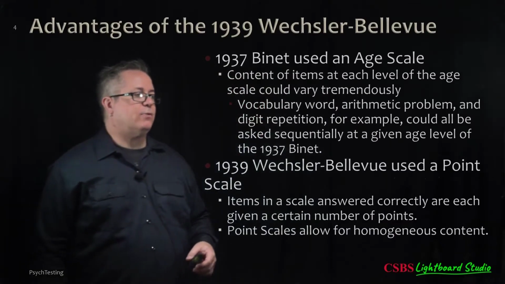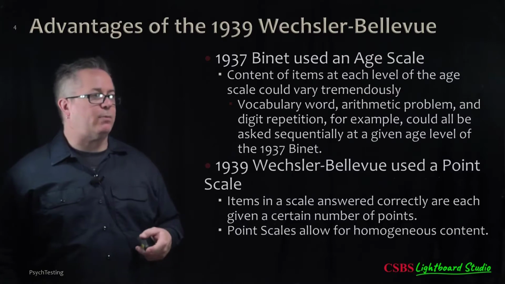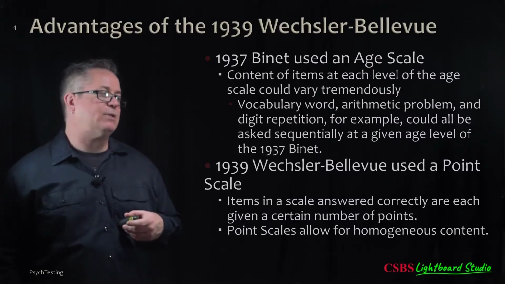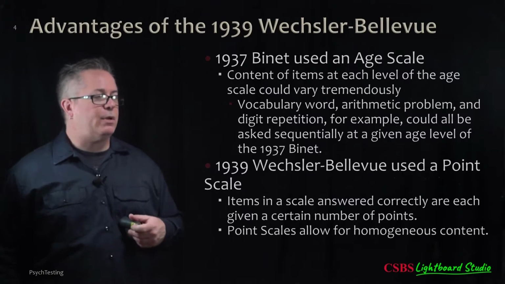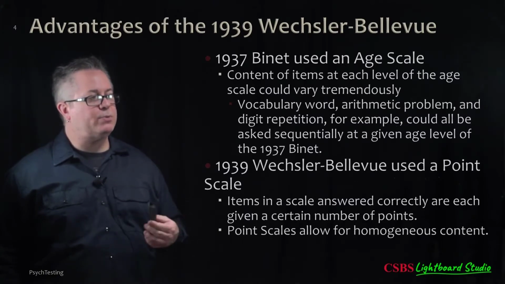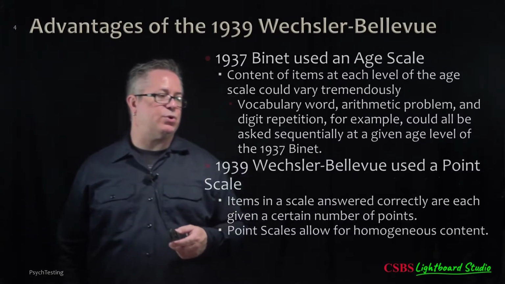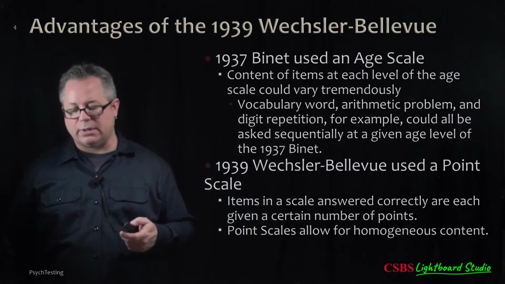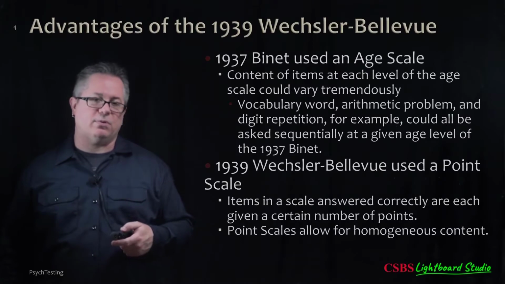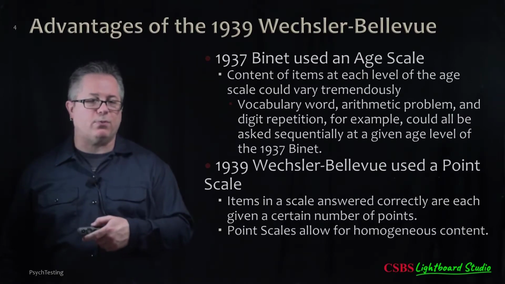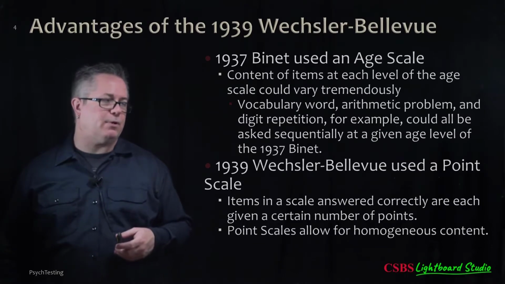Content of items at each level of the age scales could vary tremendously. Vocabulary word, arithmetic problem, and digit repetition, for example, could all be asked sequentially at a given age level of the 1937 Binet scale. So the 1939 Wechsler-Bellevue used a point scale instead of an age scale. Items in the scale answered correctly are each given a certain number of points, so they're likely associated with difficulty. If you answered more difficult items, you were awarded more points for them, where that was not true, I believe, for the Binet scale.